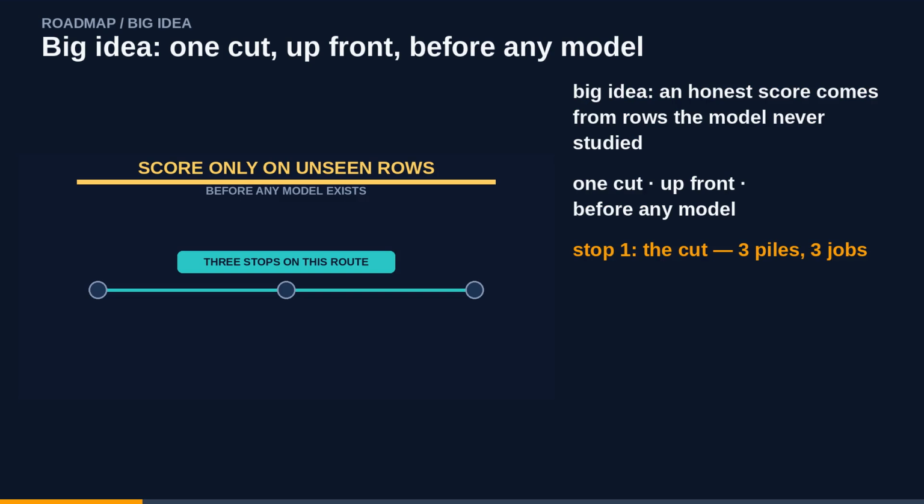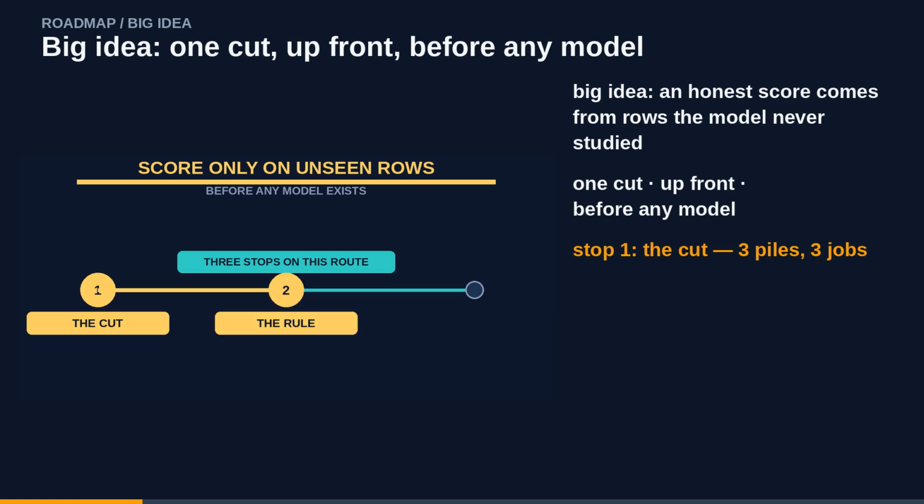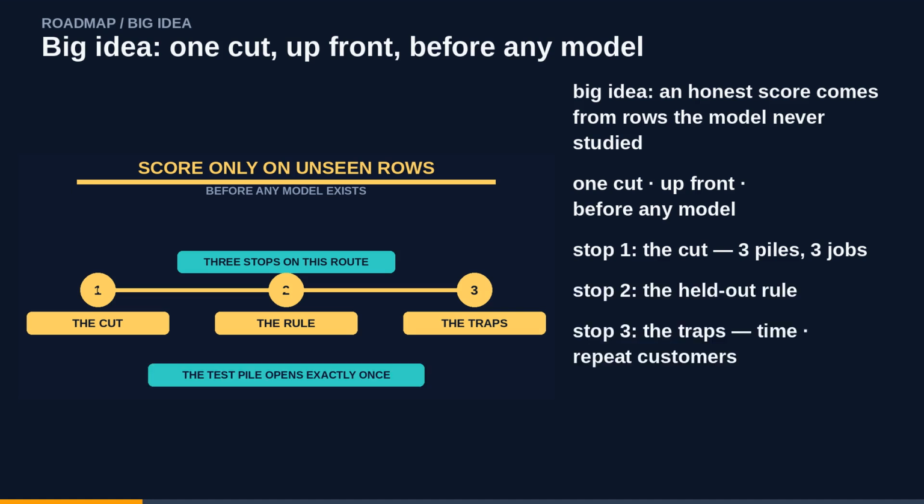We go in 3 stops. First, the cut itself, 3 piles out of one spreadsheet, each with a different job. Then the held-out rule, the one sentence that decides when a pile still counts as unseen. Then the 2 traps that quietly break the cut, rows ordered in time and repeat customers. At the very end, we pick up the cutting tool itself, and the test pile gets opened exactly once.